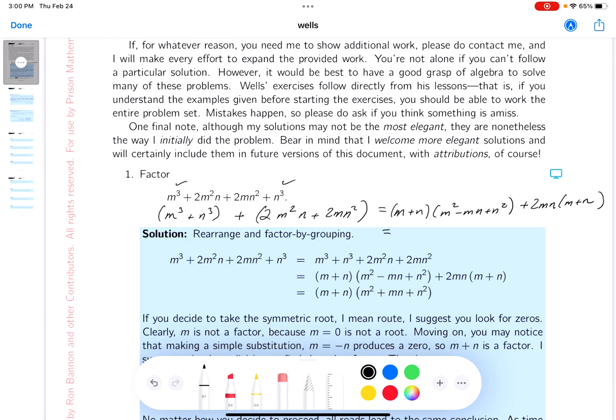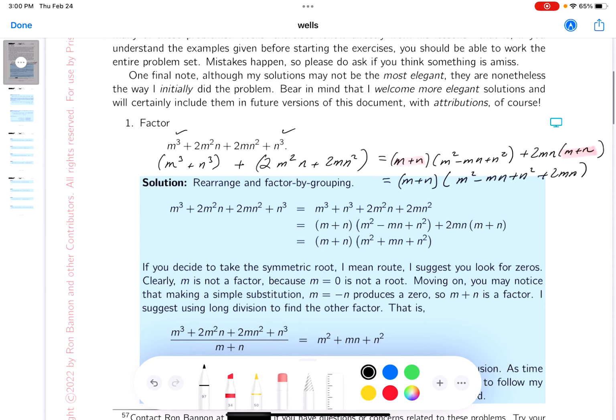Well, I'm going to factor a common factor out from those two terms now. This is the common factor. And what do you get? You get m plus n times m squared minus mn plus n squared plus 2mn. All right? Let me write that down for you.